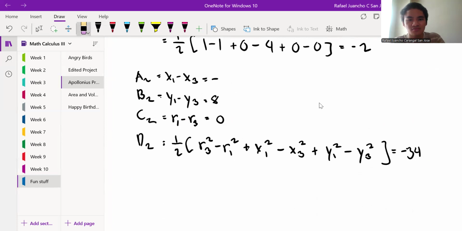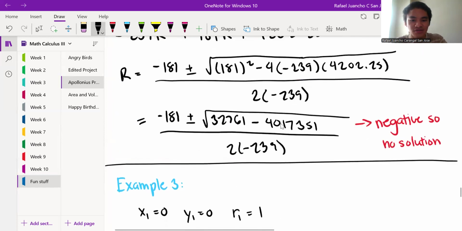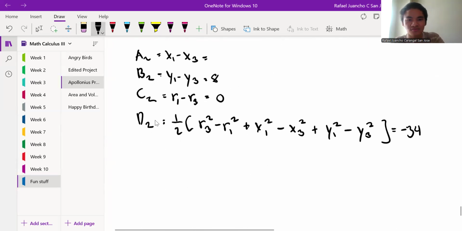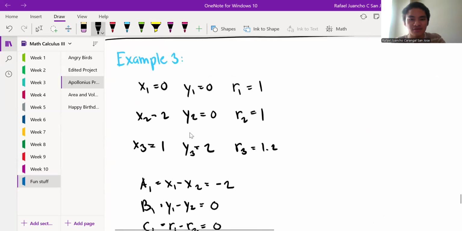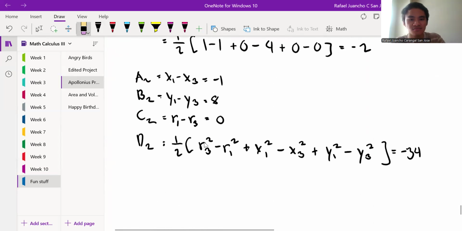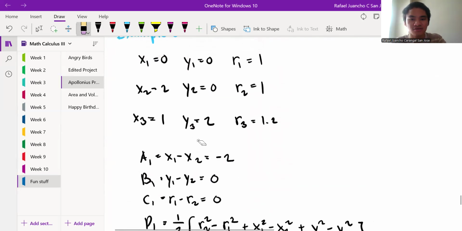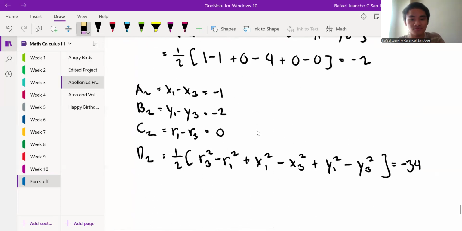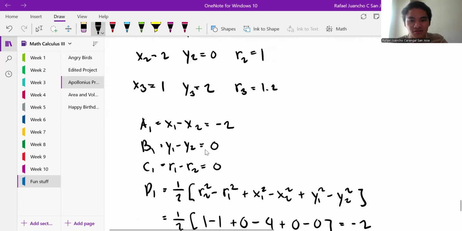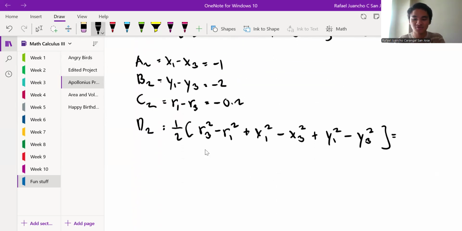So my x1 minus x3, well, that's negative 1. My y1 minus y3, that's negative 2. My r1 minus r3, 1 minus 1.2, that's negative 0.2, if I'm not mistaken. And then my D2, well, let's just plug in everything. R sub 3 squared. 1.2 squared was that?